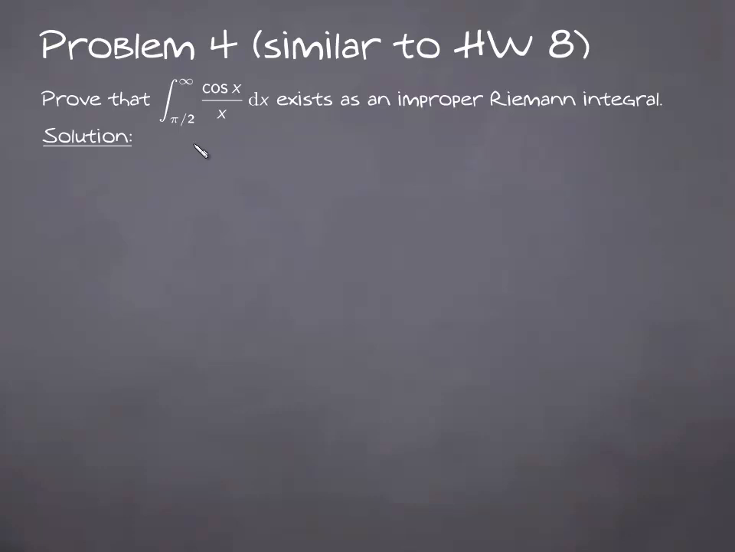In the next problem, I'd like to compute some improper integral. So consider this function cosine of x over x, and let's show that the integral of this function from pi over 2 to infinity exists as an improper Riemann integral, and then I will show that that integral doesn't exist as a Lebesgue integral. Okay, so let's first plot the integrand function.